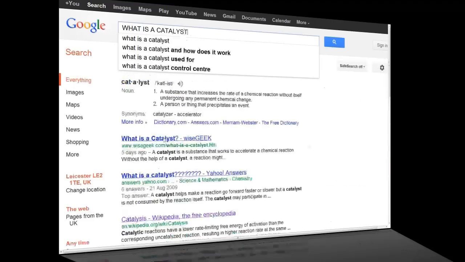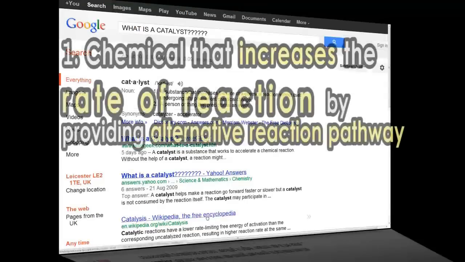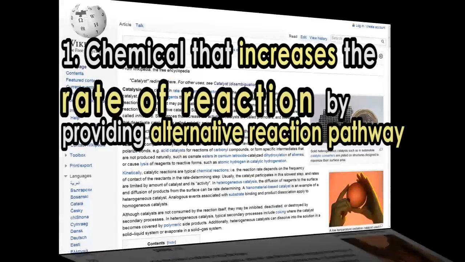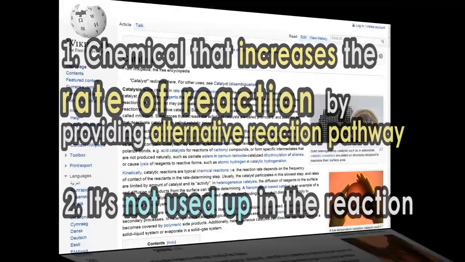Right, so what is a catalyst? Well, after some intensive research, we managed to summarise it in 2 points. Firstly, it's a chemical that increases the rate of reaction by providing an alternative reaction pathway. And also, it is not used up in the reaction.